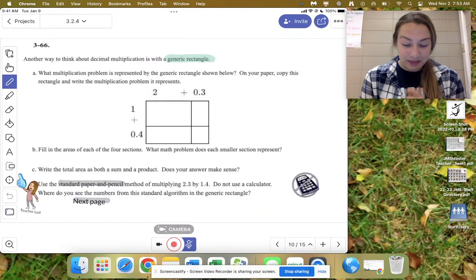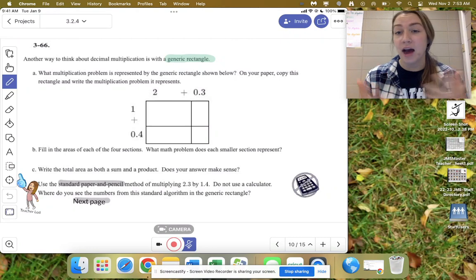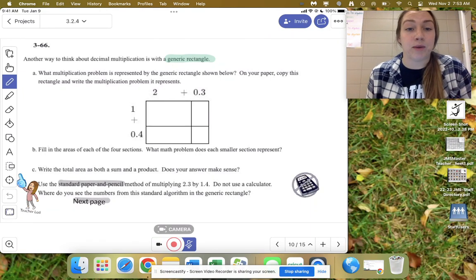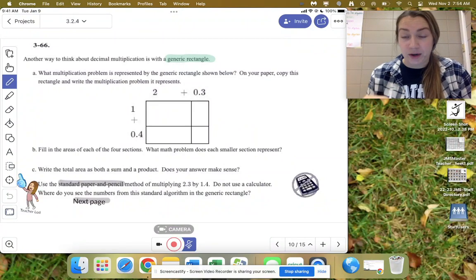Problem 66 says another way to think about decimal multiplication is with a generic rectangle. Not often am I going to ask you to multiply decimals without a calculator. This is just so you can understand the process in case for some reason you would need to. What multiplication problem is represented by the generic rectangle shown below? On your paper, copy this rectangle and write the multiplication problem it represents. So while you are drawing this on your paper, go ahead, go for it.